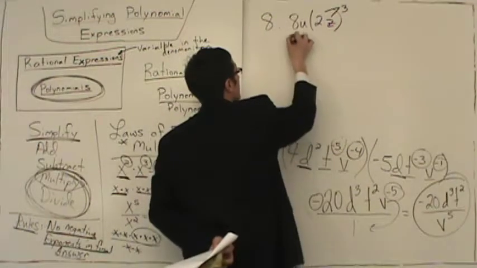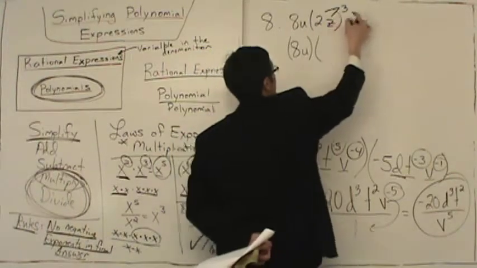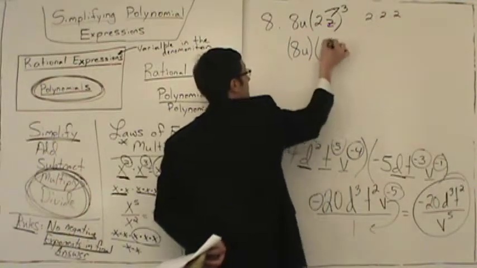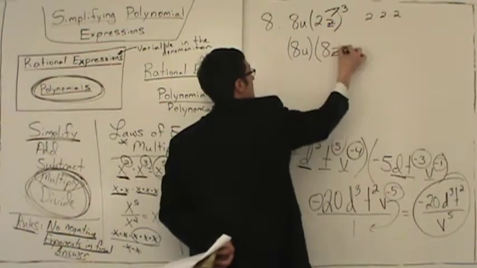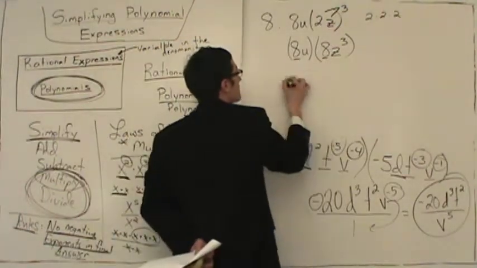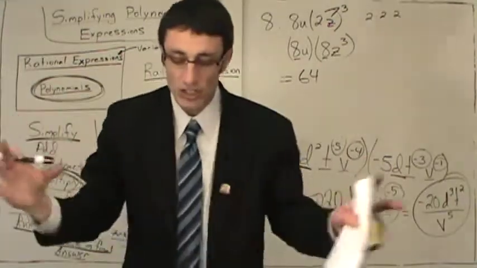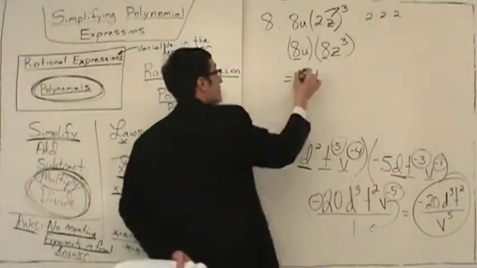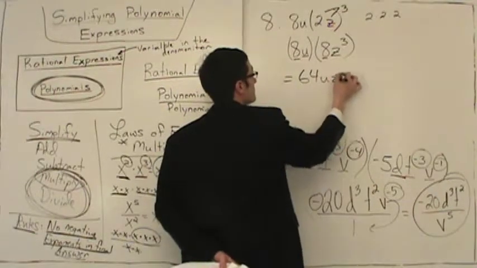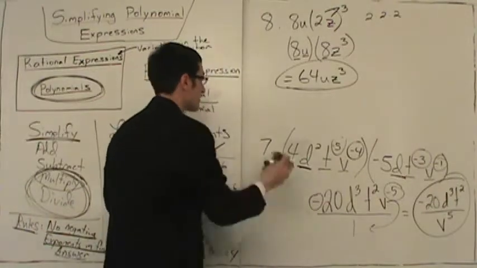Okay, so we have what? 8u is unaffected. We have 8u multiplied by cube the 2. Cubing 2 is not 6. Cubing 2 means what? 2 times 2 times 2, which is what? 8. Cube the z, we get z to the 3rd. So we cube everything. Now 8 times 8 is what? 64. And just glue this together. Remember, multiplication means glue. Just glue it all together and put your variables in alphabetical order. U comes before Z. So we have 64uz to the third. This is our final answer. Okay, so we are simplified at this point.